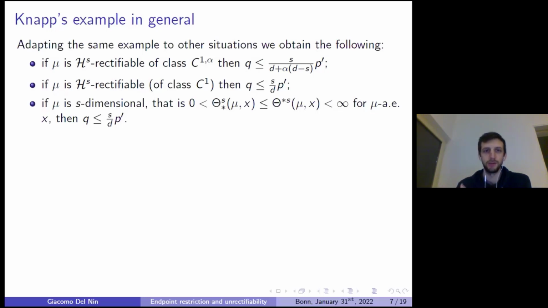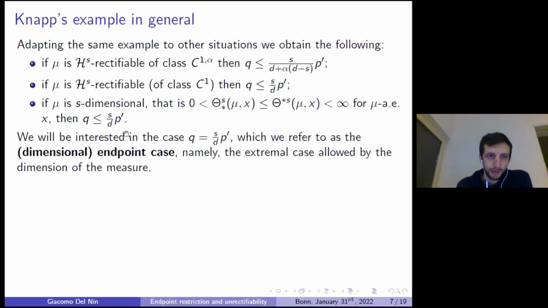So basically, imposing rectifiability tells us nothing more than just the dimensionality. And I will be interested in the endpoint exponent, which means the extremal exponent that can be reached by a measure mu of dimension S. So I will be interested in the case where Q equals S over D times P prime.